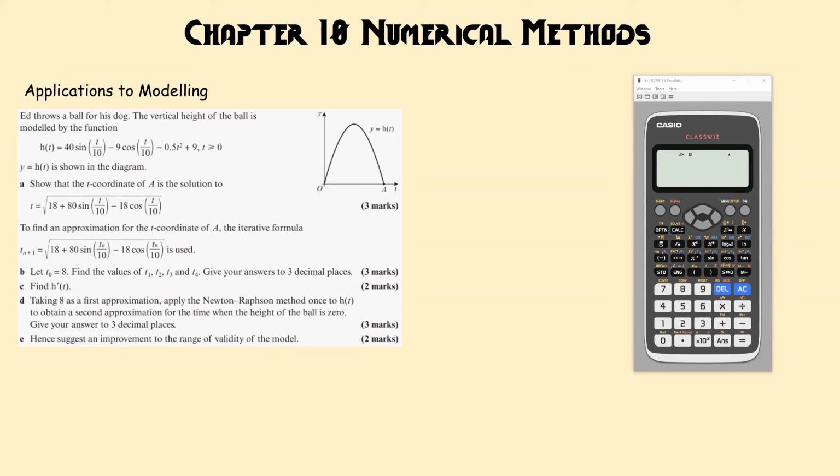So the t quantity of A. So that is when y equals 0, isn't it? So to get that, we know it's when y equals 0, when h of t equals 0. So I'm going to set that equation equal to 0 and start seeing what in the world's going to happen. So part A, I know it's going to be that 40 sine t over 10. Now remember, we're trying to solve this. We're just trying to get it into this kind of rearrangement. 9 cos t over 10 minus 0.5 t squared plus 9, and that's equal to 0.